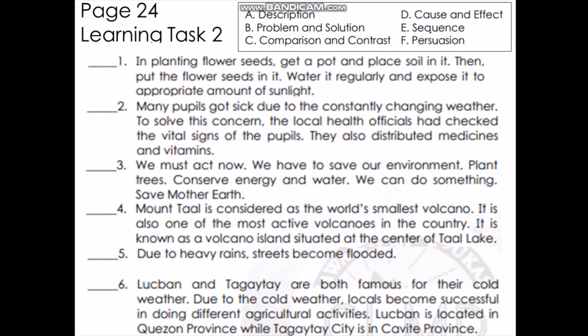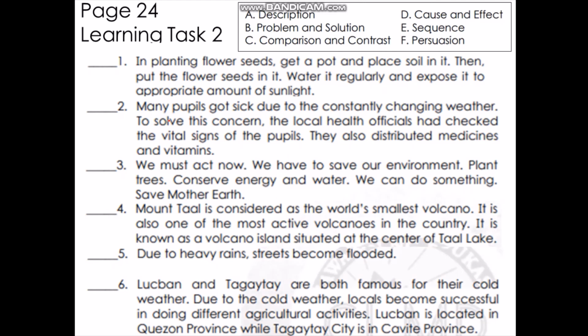Number 6. Lukban and Tagaytay are both famous for their cold weather. Due to the cold weather, locals become successful in doing different agricultural activities. Lukban is located in Quezon Province, while Tagaytay City is in Cavite Province. So, what does it show? Is it A, B, C, D, E, or F?